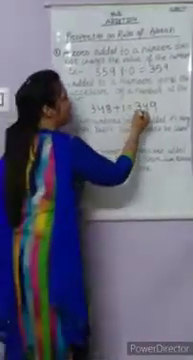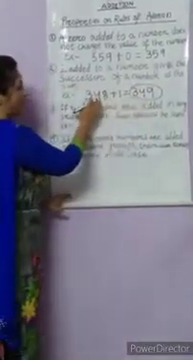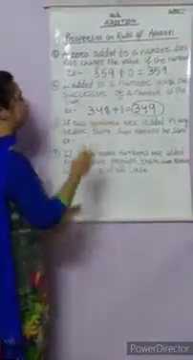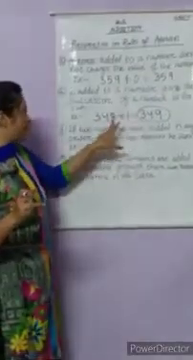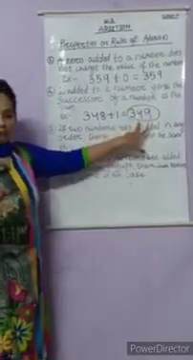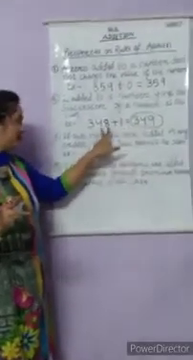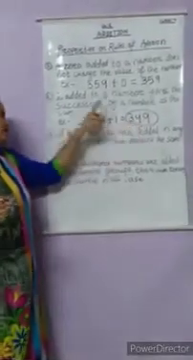349, this one is the successor. This one is the successor of 348. So we got the second rule as when 1 is added to a number, we get the successor of the number. When 1 is added to a number, we get the successor of the number.